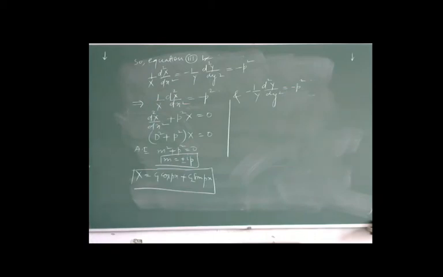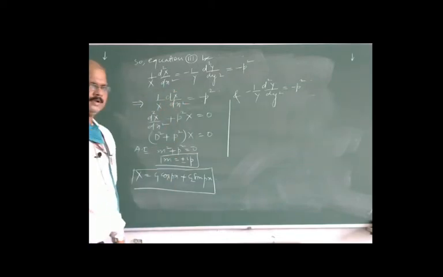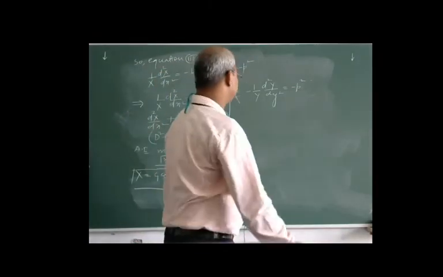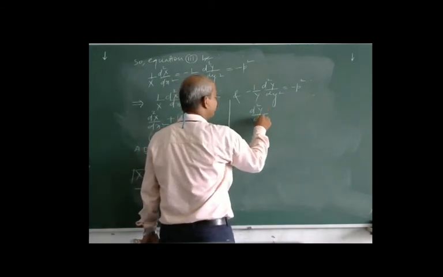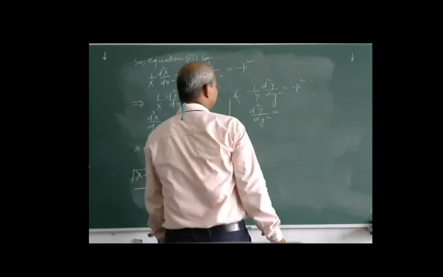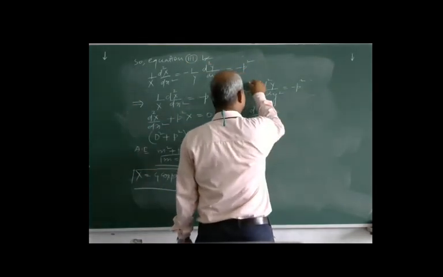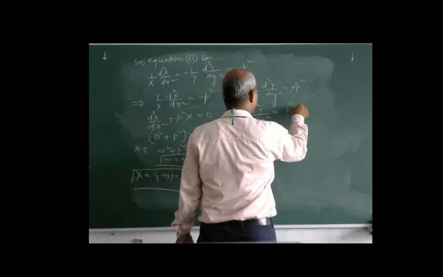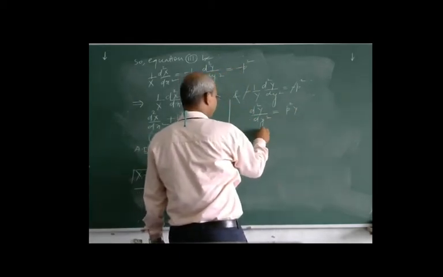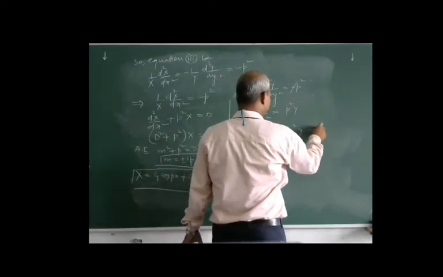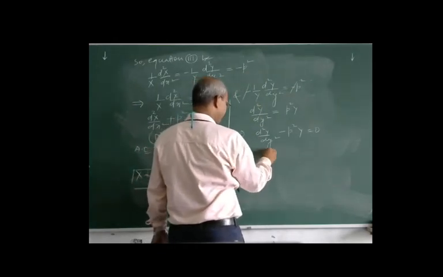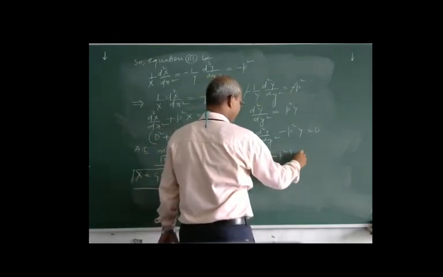From here we will obtain a solution like this, because this is the CF and CF will be X, capital X, the dependent variable. By a similar way, we can solve all this also. d2y upon dy square is equal to, minus cancel with minus, this becomes p square y. So now this implies that d2y by dy square minus p square y equal to 0, and from here this becomes d2 minus p square y equal to 0.